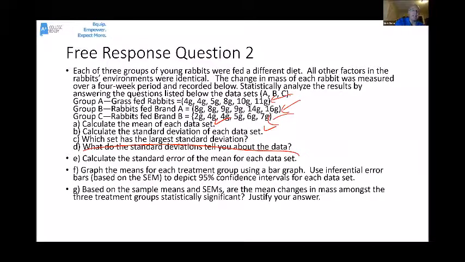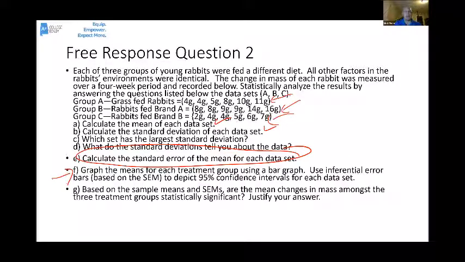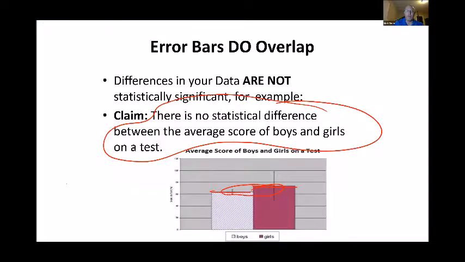We calculated the standard error of the mean for each group. Now, the important part, F. Graph the means for each treatment group using a bar graph. Use inferential error bars based on SEM, standard error of the mean, to depict 95% confidence intervals for each data set. So let's think about what our means were.